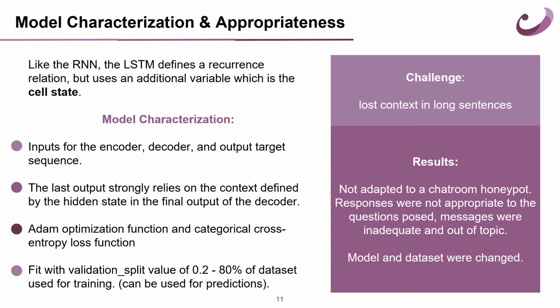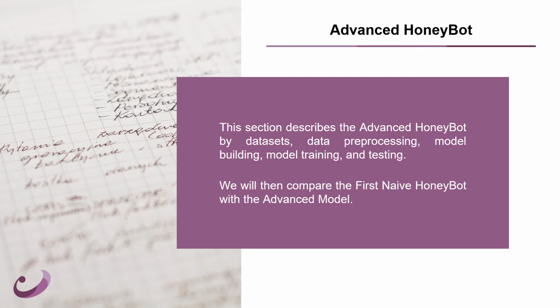As for the results, they are not convincing and not adapted to a chat from HoneyBot. The replies were not appropriate as responses to the questions, and the messages were not adequate and out of topic. Therefore, the model and dataset were changed. This section describes the advanced HoneyBot by dataset, data preprocessing, model building, model training, and testing.